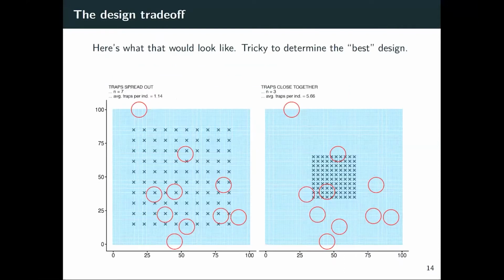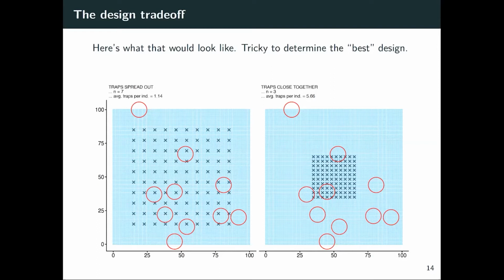So here's what that would look like. This is just a quick ggplot. The red circles here represent just theoretical home range areas for a few individuals, and they're the same in both plots. The light blue here is the state space, and the dark blue crosses represent possible trapping areas. So on the left, if you have your traps all spread out, we capture a lot more individuals, in that there are a lot more individuals that are exposed to traps. And then on the right, we see that there are actually fewer individuals exposed to the traps, but each individual has more traps within its home range.